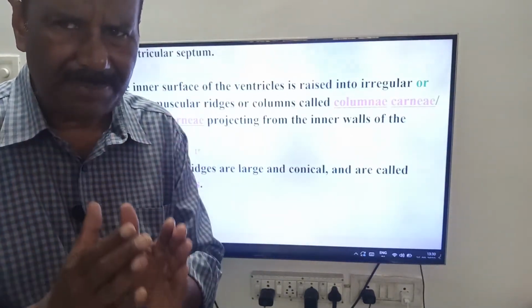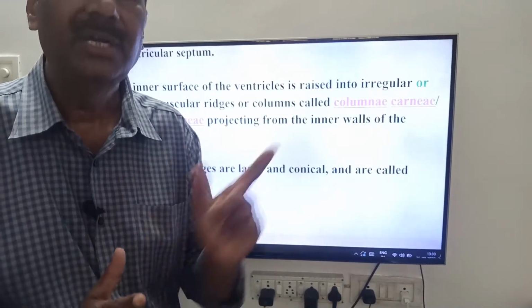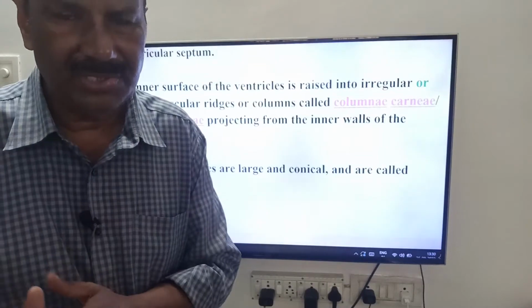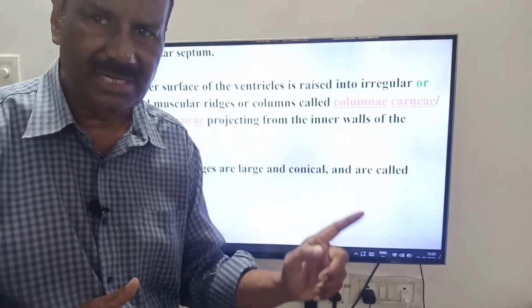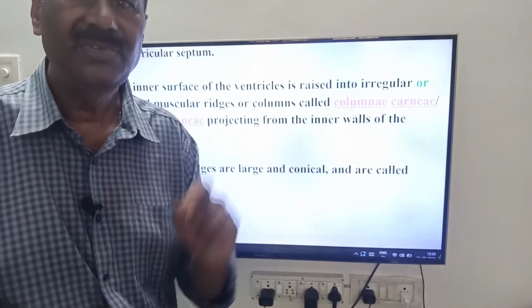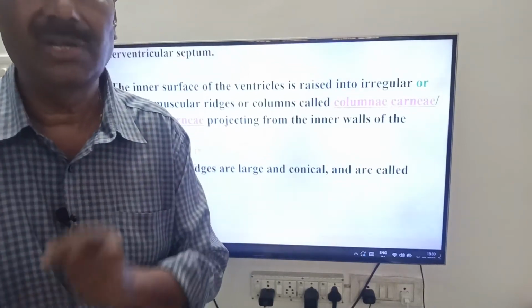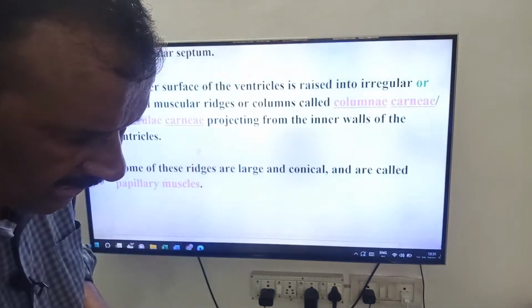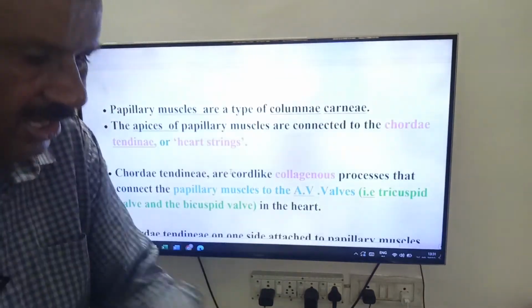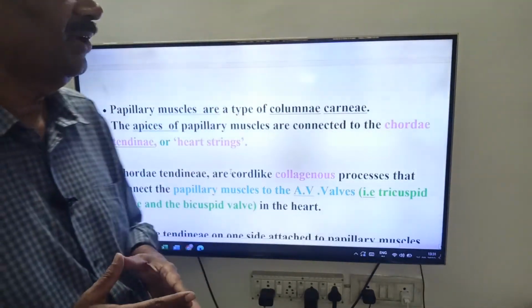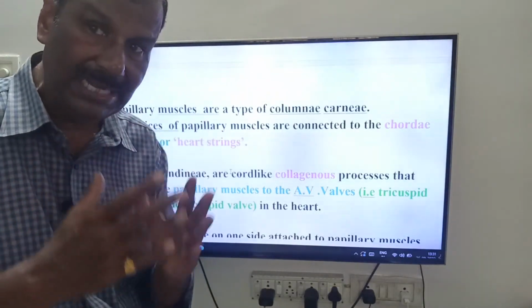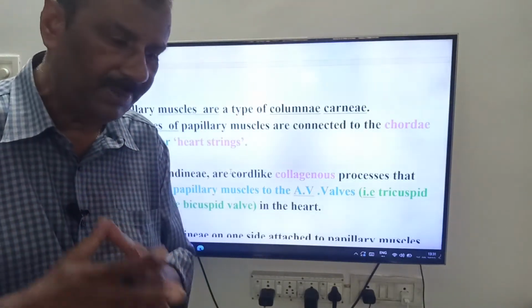So, friends, papillary muscles are nothing but what? Columnae corneae. What is the difference between columnae corneae and papillary muscles? Columnae corneae which are large and conical in size are called papillary muscles. See, friends, papillary muscles are a type of columnae corneae. They are not separate, friends.